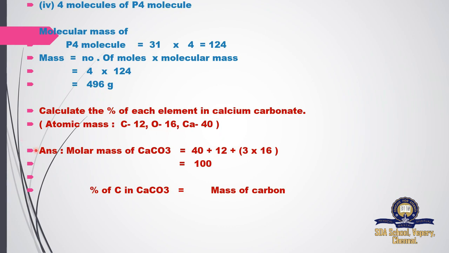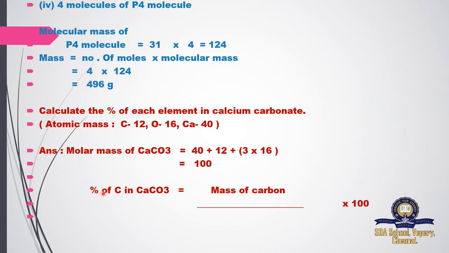First we need to add up the total molar mass of calcium carbonate. First calcium 40 plus 12, the carbon's mass. Then we have 3 atoms of oxygen, so 3 into 16 is 48. When we add together we get 100. 100 is the molecular mass of calcium carbonate. We have the calculations here.